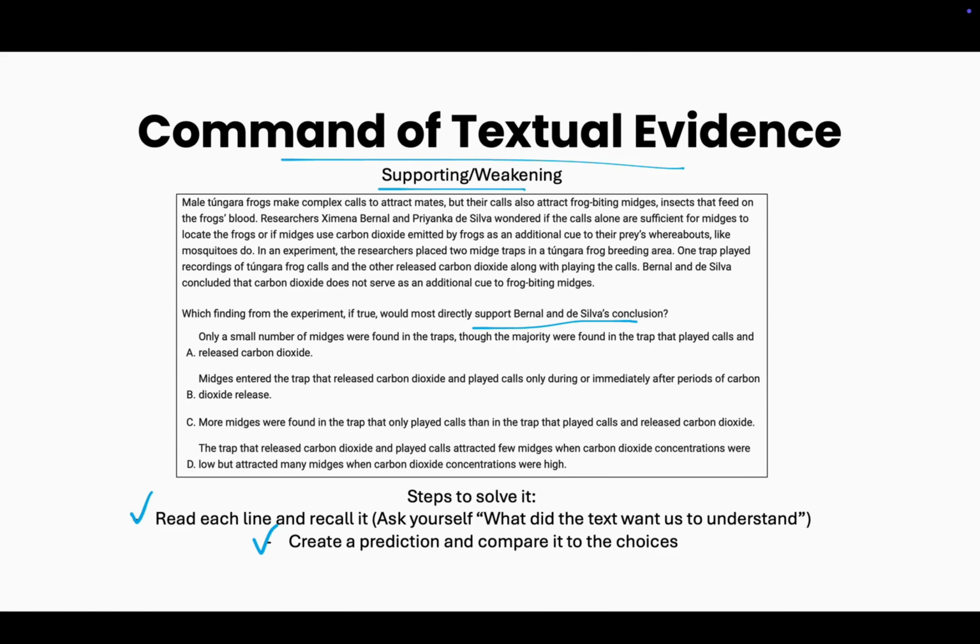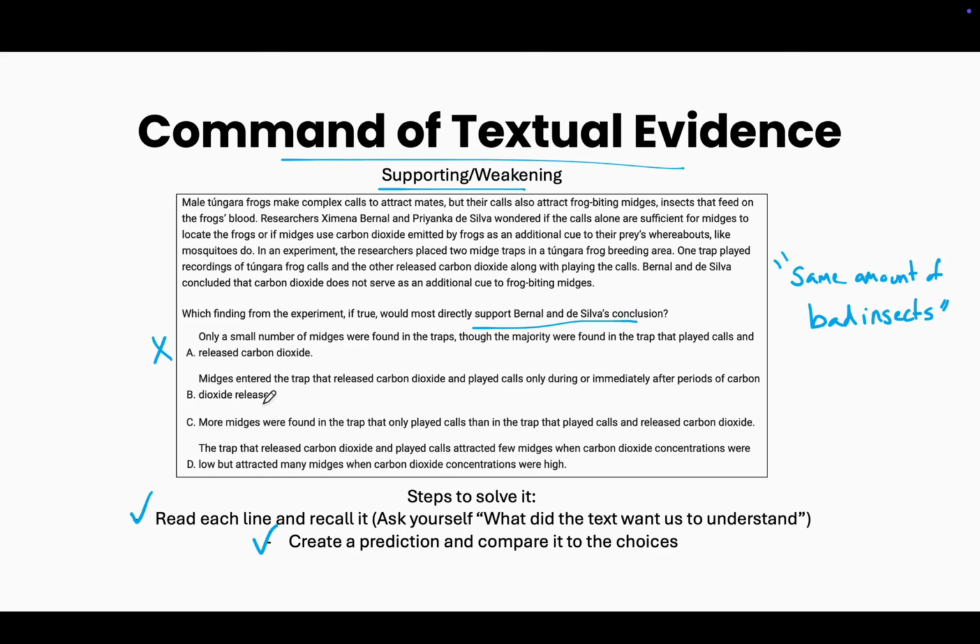So we need to use the experiment and the results of it to make a prediction. Since carbon dioxide had no impact, I would predict that the trap with just the sounds and the trap with the sounds and the carbon dioxide got the same amount of bad insects. So let's see which of the choices matches our prediction. Choice A: Only a small number of midges were found in the traps, though the majority were found in the trap that played calls and released carbon dioxide. This weakens the conclusion and it does not support it, because the conclusion says carbon dioxide does not help the bad insects find the frogs.